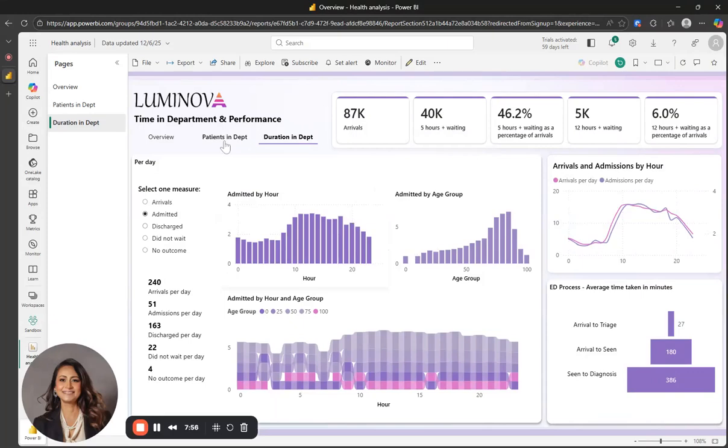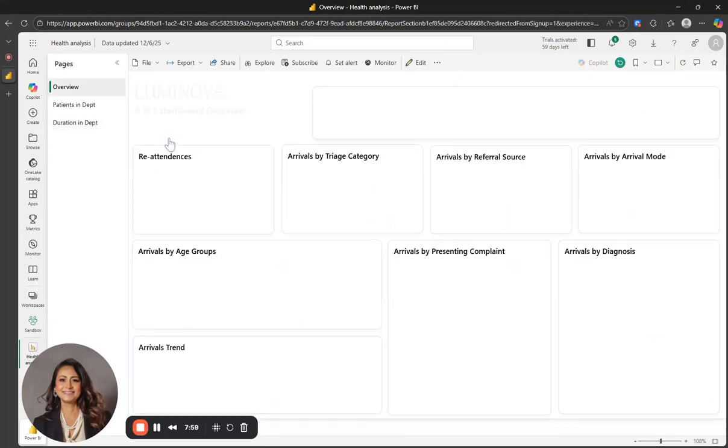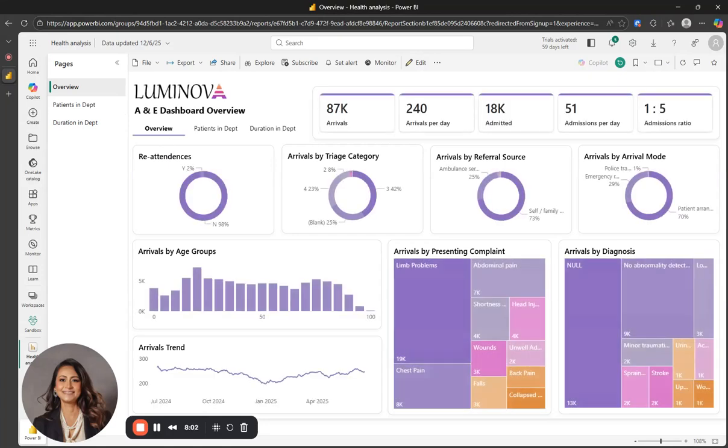Together, these 3 pages provide a comprehensive interactive view of A&E activity and performance, from high-level insights to detailed patient flow analysis. This dashboard supports operational decision-making, clinical governance, and service improvement.